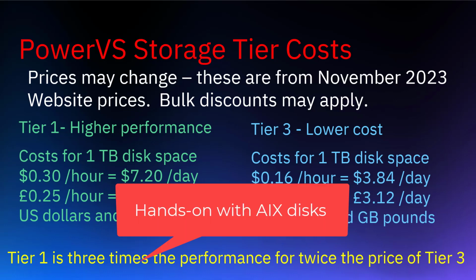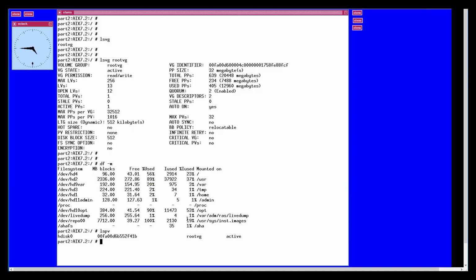Right, back to the hands-on with the disks. So here's the virtual machine we created yesterday. PowerVS told us that there's a 2 gig drive. If we look down in here, we can see lspv. It's got the rootvg in it, and there's just the one disk, as we'd expect.